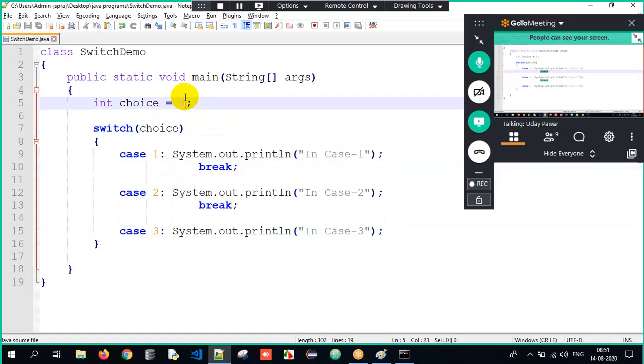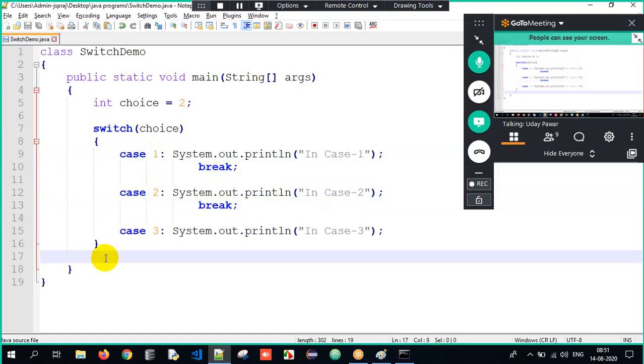If I give it as 2, choice is 2. Is 1 equal to 2? No. Is 2 equal to 2? Yes. In case 2 will get executed. And since break is used, the remaining cases won't get executed and the control is transferred outside the block here.